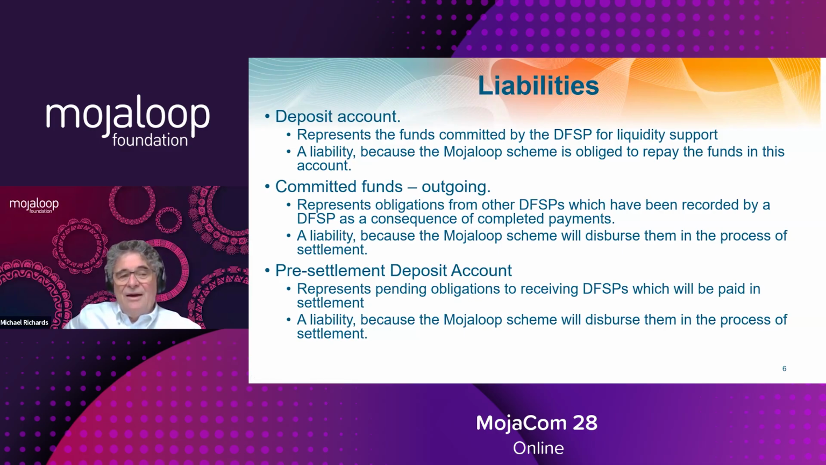Second, there's the outgoing committed funds. Now that represents obligations from another DFSP, which have been recorded by a DFSP as a consequence of completed payments, i.e., there are things where this DFSP is the beneficiary, and they're a liability because eventually, again, the Mojaloop scheme will need to pay those funds out.